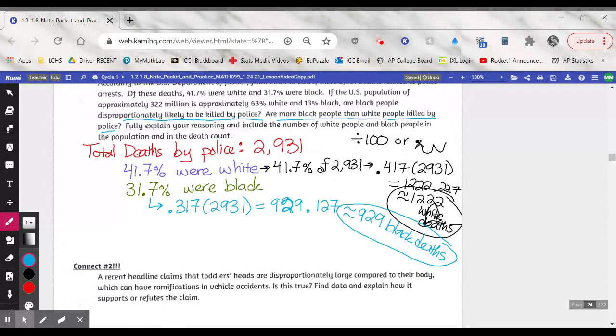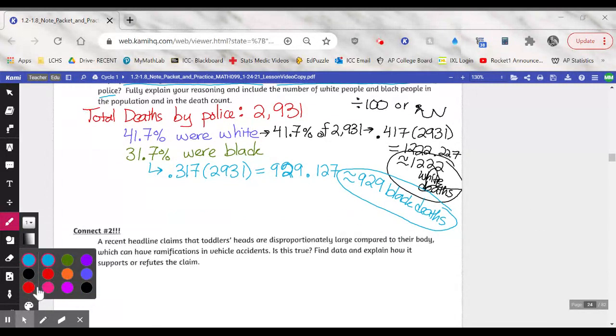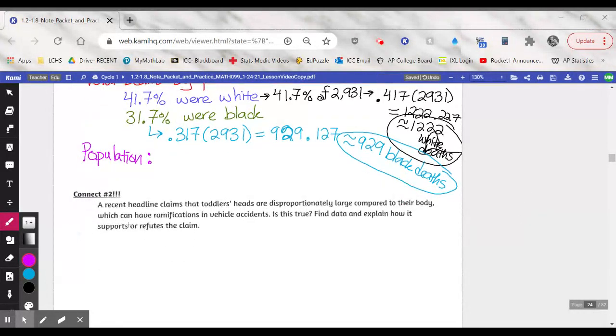So we also want to figure out, well, how does this compare to the population? We know from our data here that there are more white people in the United States than there are Black people. So are Black deaths disproportionate by police compared to white deaths? So I'm going to go ahead and look at our overall population. And I'm just going to use the space below as well.